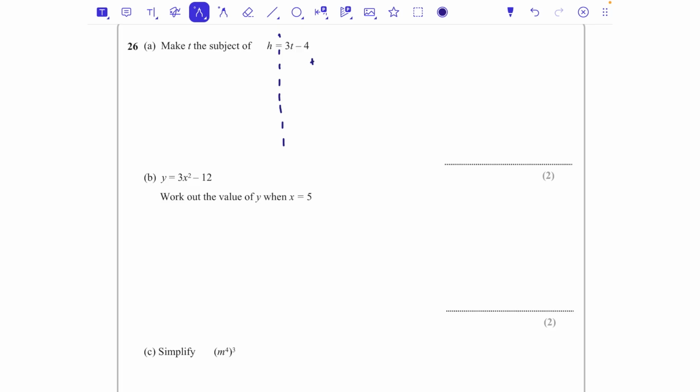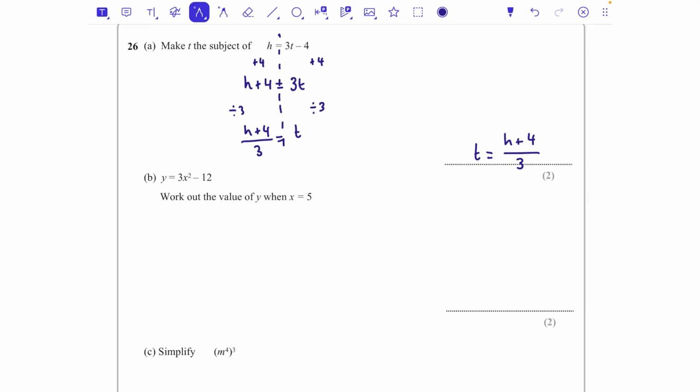So I'm going to start by adding 4 to both sides, and that gives me h add 4 equals 3 lots of t. I don't want 3 lots of t though, I just want t. And to get that, I'm going to divide by 3. So dividing both sides by 3 gives me h add 4, all divided by 3. And so I'm going to swap that round for my answer, although you don't need to, but you do need to put t equals on the answer line. T equals h add 4, all divided by 3.